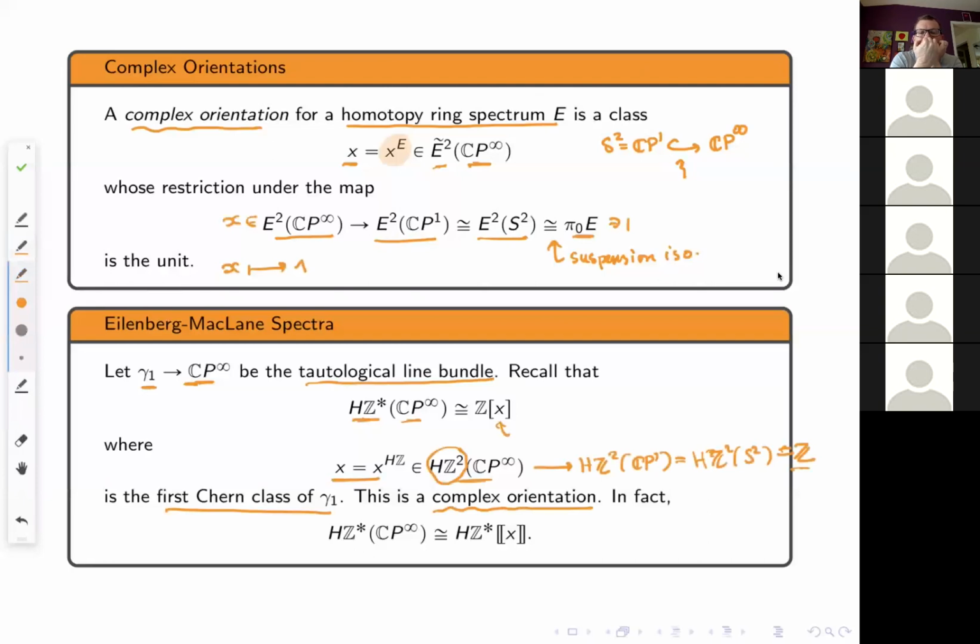So I'm going to write something, and maybe at first that's going to be confusing. I'm going to write that the cohomology of CP infinity is HZ star. What do I mean by HZ star? Remember, HZ star is equal to HZ lower star, which is pi minus star of HZ. That was the notation we introduced last time. For this it's just Z in degree 0, and then I'm writing a power series on X.